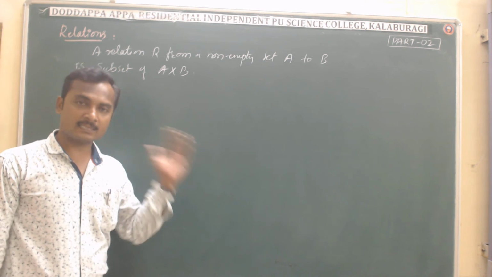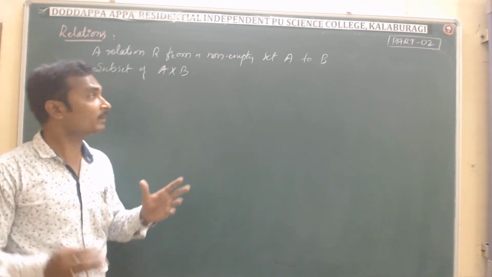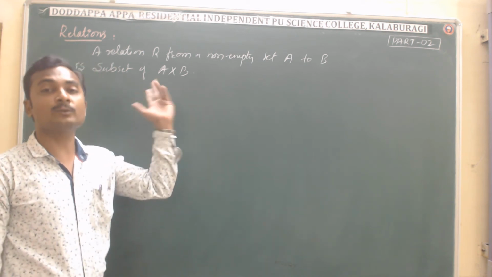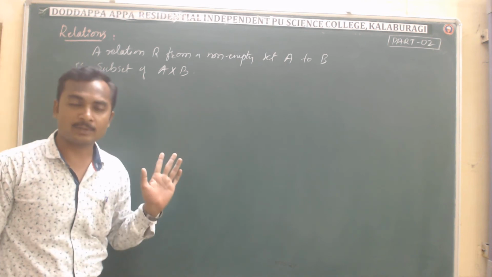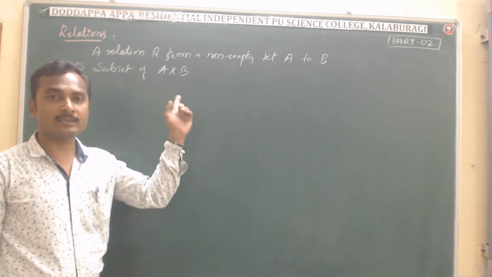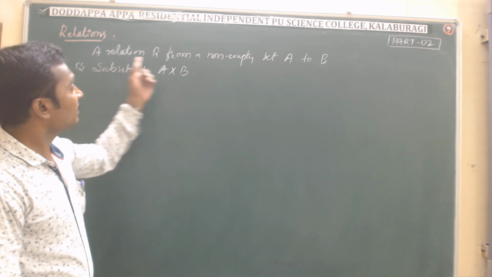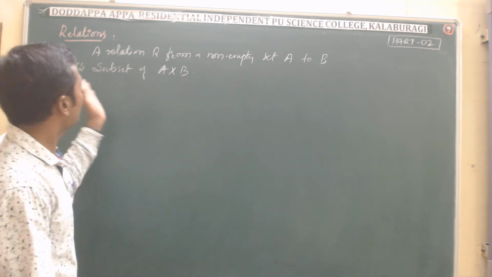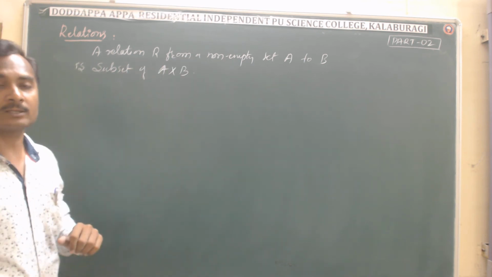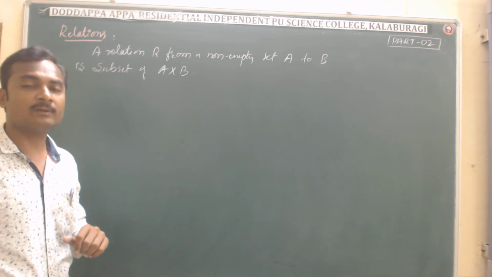There is a relation, and what is that relation? It is a subset of the Cartesian product of the two non-empty sets. Okay, a relation R from the non-empty set A to B is nothing but a subset of A cross B.